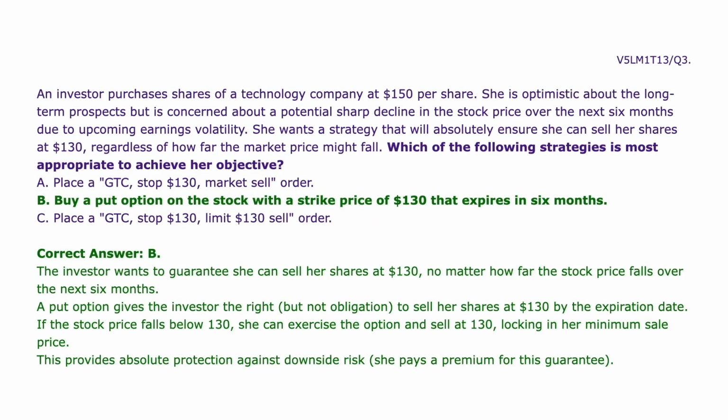Stop orders, options A and C, trigger a sale when the price reaches a level, but they do not guarantee the fill price, especially in volatile or gapping markets. A put option is the only strategy that legally binds someone to buy from her at $130. The put writer must buy if she exercises. This is the classic use of a protective put. It acts like insurance against a big drop while keeping upside potential, minus the cost of the put.